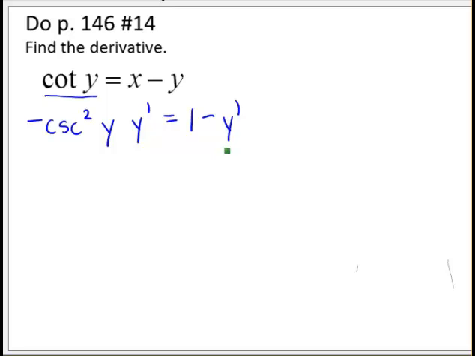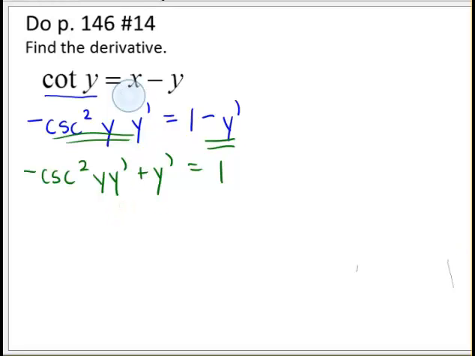Collect our y prime terms on one side of the equation. So I'm going to collect these two together, and I'm going to put them on the left-hand side. So I'm going to leave this negative cosecant squared y prime on the left-hand side. I'm going to add the y prime to the other side, so I have plus y prime equals 1. At this point, I need to factor out the y prime. So I've got y prime times negative cosecant squared y plus 1 equals 1.